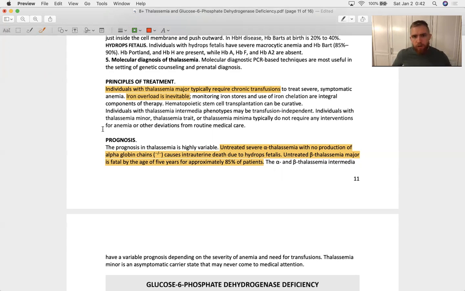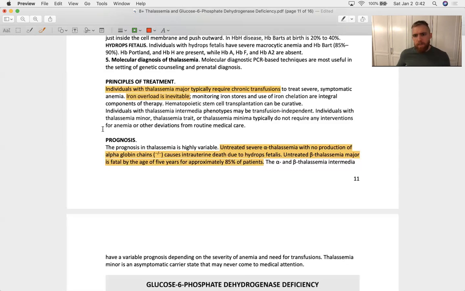Again, stem cell transplantation, bone marrow transplantation can be totally curative, but it's a steep price. Untreated severe alpha thalassemia, again, that's hemoglobin Barts, causes intrauterine death. Untreated beta thalassemia major is fatal by the age of 5 years for the majority of patients. If you have treated beta thalassemia major, you can live about into the 3rd or 4th decade of life tops.